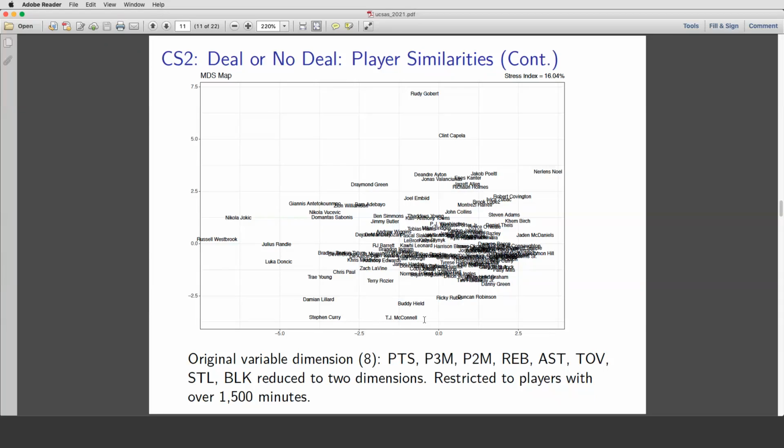My understanding is, because I actually wondered this, and when I dug into it a little bit, T.J. McConnell is actually remarkably efficient. He really takes shots that he makes. He doesn't shoot at a high volume, doesn't play the same type of minutes as a Steph Curry, obviously, but he shoots a very high percentage from the mid-range.